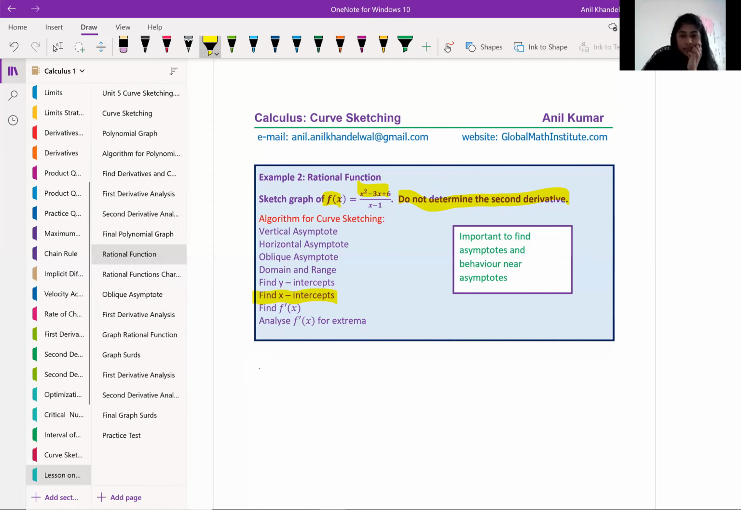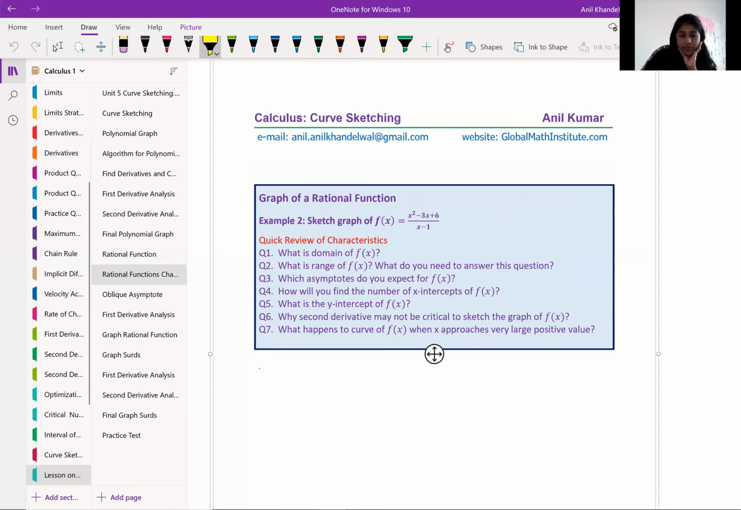Now let's begin with the characteristics of this particular function. Here, it is important to find the asymptotes and behavior near asymptotes, and that will fetch you most of the marks. Is that clear? So let's look into the function itself. Now, some more questions for you. Amy, can you read from question number 1 and answer? What is the domain of f of x? Is it x cannot be equal to 1, and all other real numbers? This is what you're going to say.